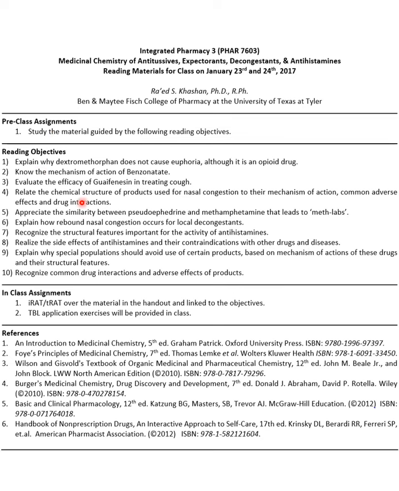So first, let's go through the objectives. As you go through the notes, I want you to be able to explain the mechanism of action of dextromethorphan and how it causes euphoria, although it is not an opioid drug. So think about the opioid drugs as you go through the notes, for example, codeine compared to dextromethorphan, and what's the difference between these two.